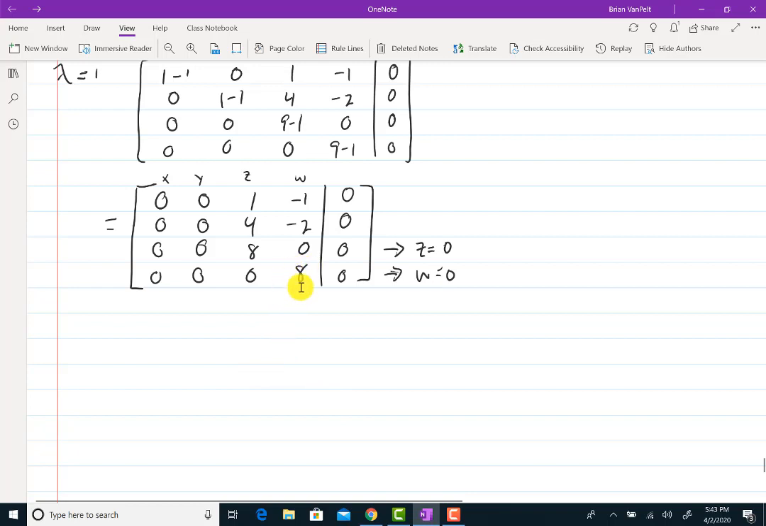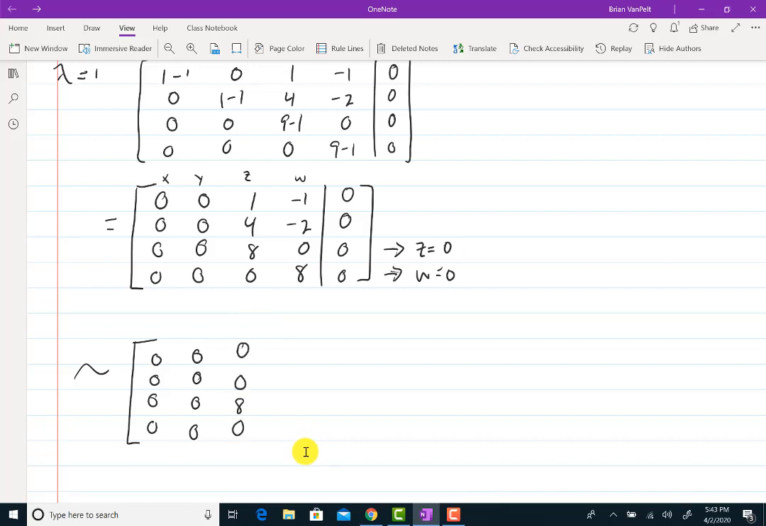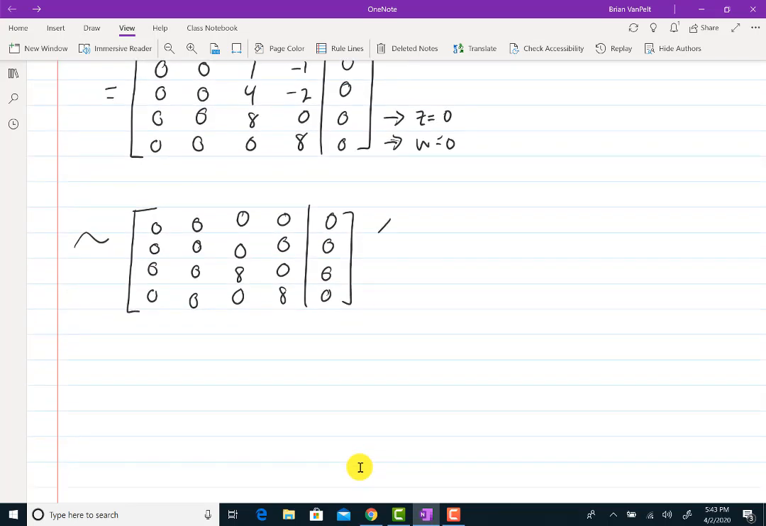So what I can do is use this 8 to clean out stuff above it, and then use the other 8 to clean up stuff above it. When I use row 2 to clean out the items above it, I will have the following. Then I'll use row 3 to clean out above it, and row 4, this 8, to clean out everything above it, so I can eventually get to this. I have x and y free, and z and w both equal 0.